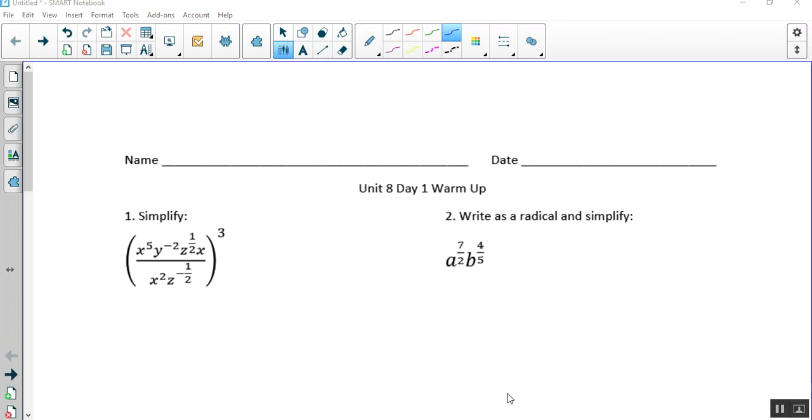Hello pre-calculus students, we are starting Unit 8 today, and this is a unit on exponents and logarithms. So our warm-up is a review of what you learned on exponents and logarithms in Algebra 2.